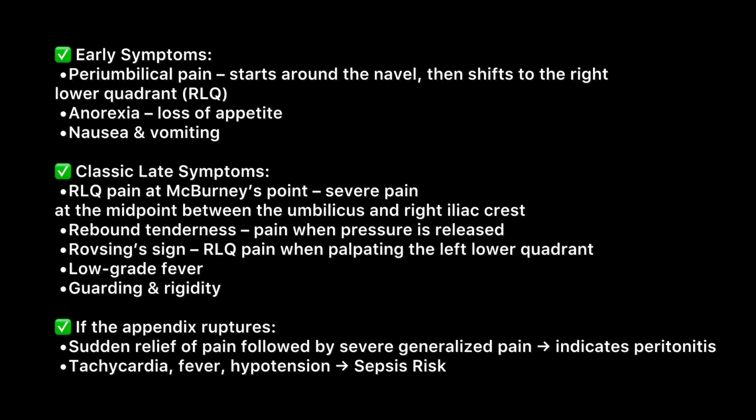The late symptoms are McBurney's point pain, rebound tenderness, Rovsing's sign, low-grade fever, and guarding and rigidity. The important one is knowing appendix rupture. There will be sudden relief of pain followed by severe generalized pain, which indicates peritonitis.